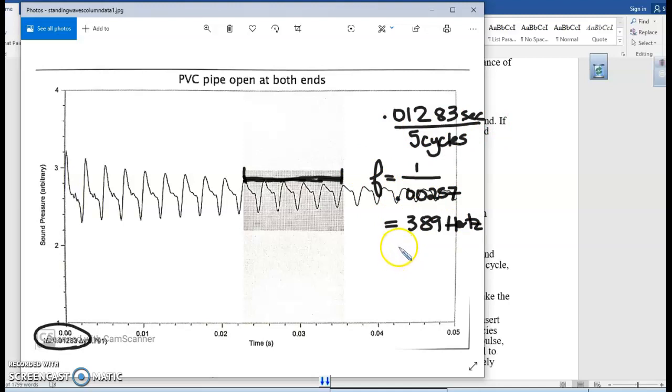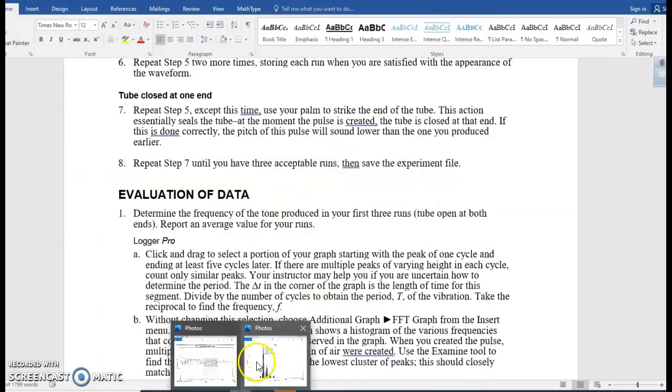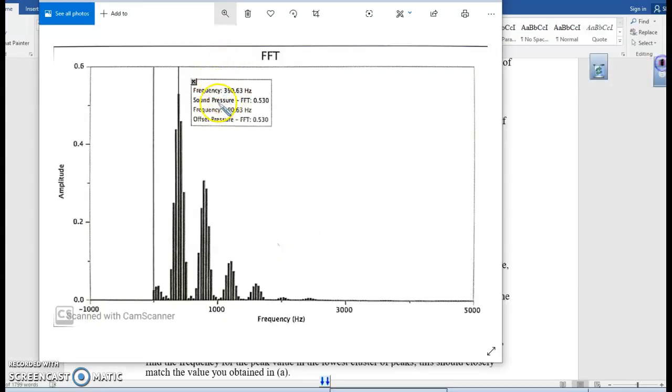The other graph that I'm going to take a quick look at is this one, amplitude versus frequency. It's going to tell us the peak frequency, and we see here that it agrees pretty well: 390.63 hertz. So I'm just going to average those two. The other one's 389, this is about 391, so I'm going to average our data. What we have found is 390 hertz.